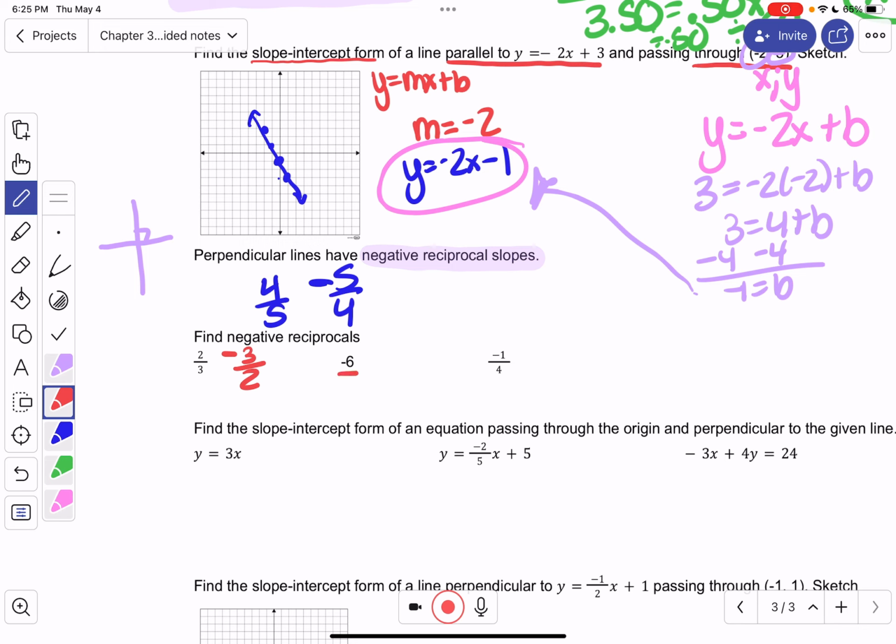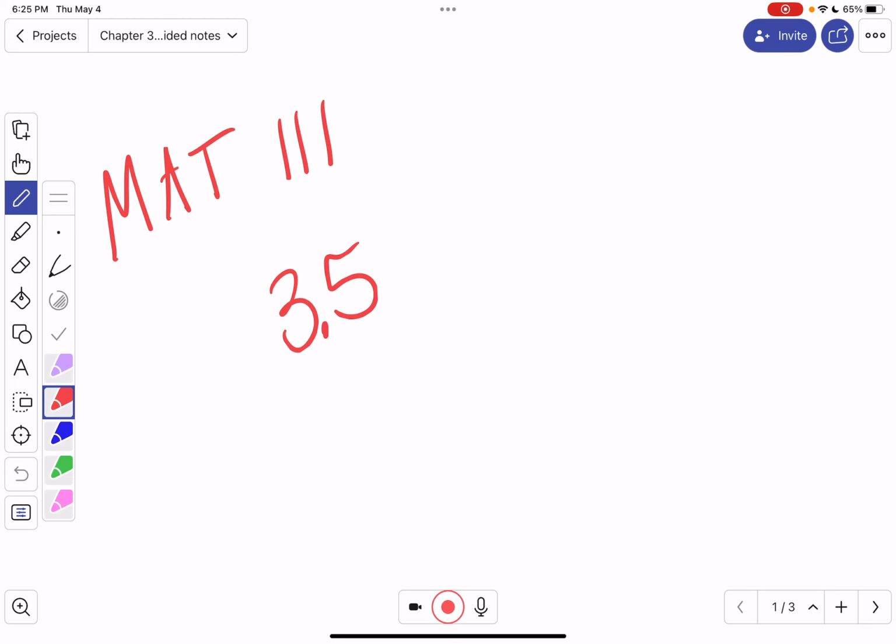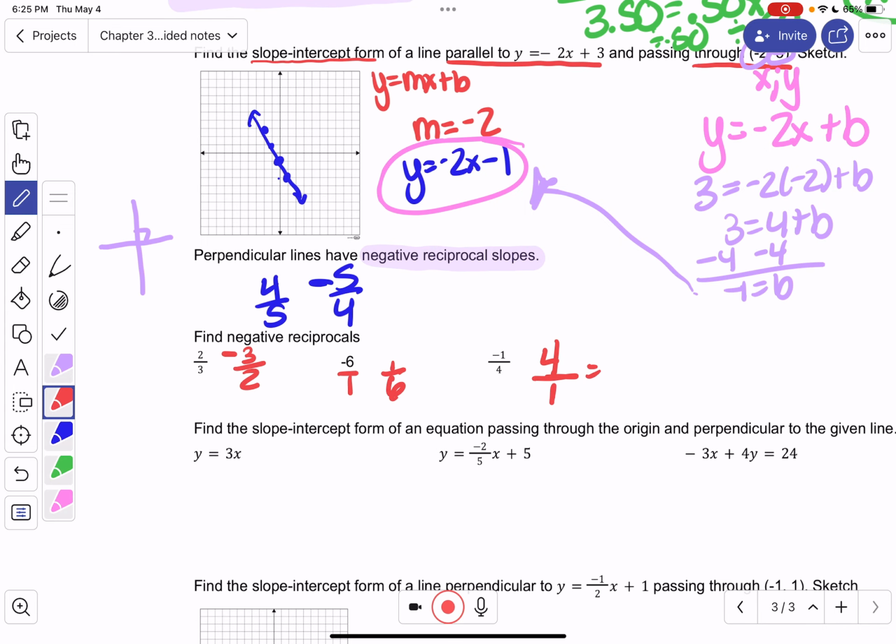-6, to make it a fraction, we put it over 1. It's already negative, so our reciprocal is going to be positive, and we flip it. -1/4, it becomes positive, and we flip it. So it could be 4 over 1, or you can just write it as 4. They're both the same thing.